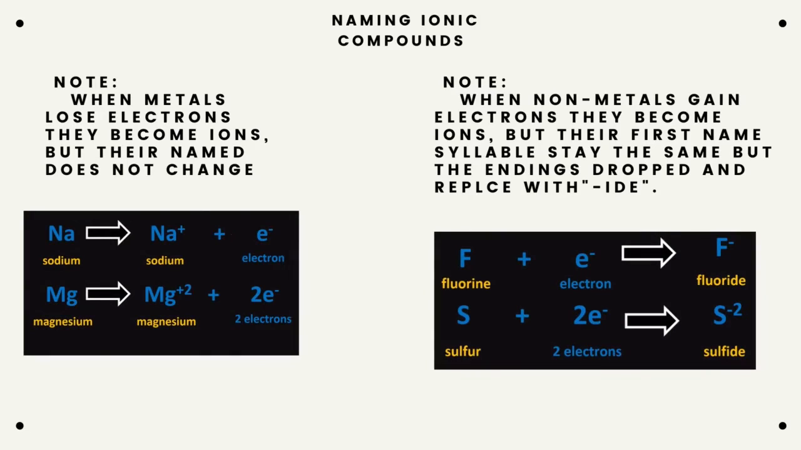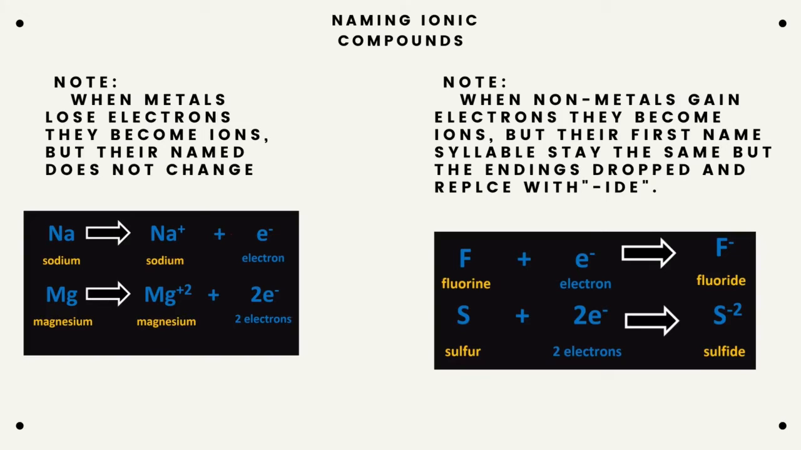Note, when metals lose electrons, they become ions, but their name does not change. For example, sodium loses 1 electron, and the name does not change. Magnesium loses 2 electrons, but the name is still the same.